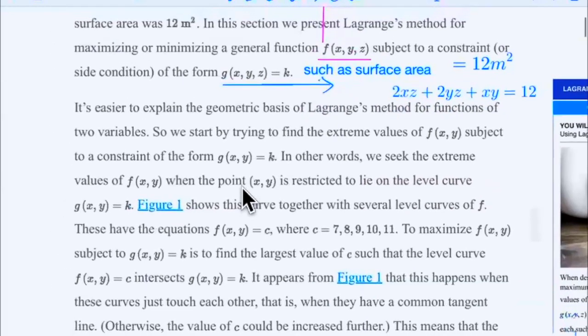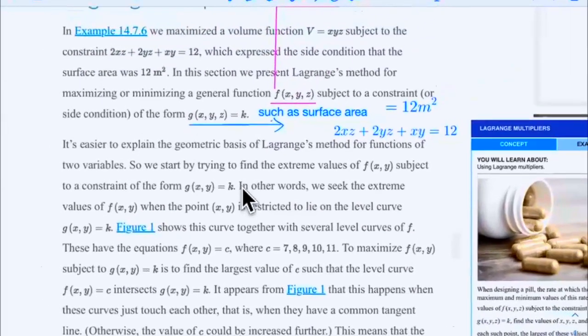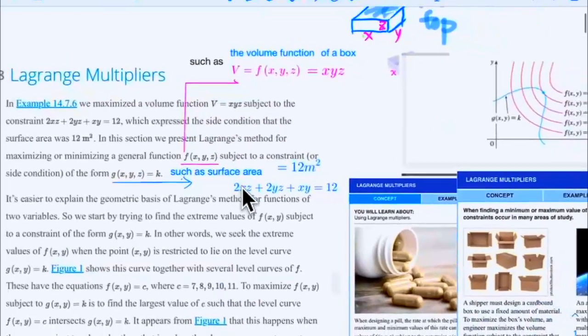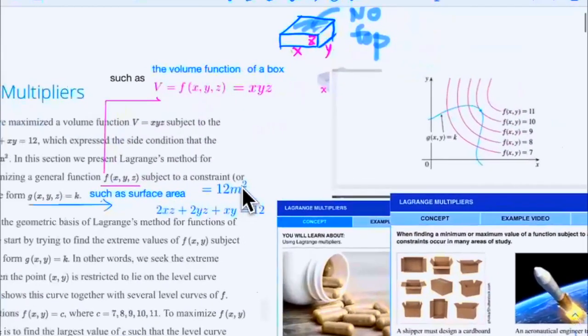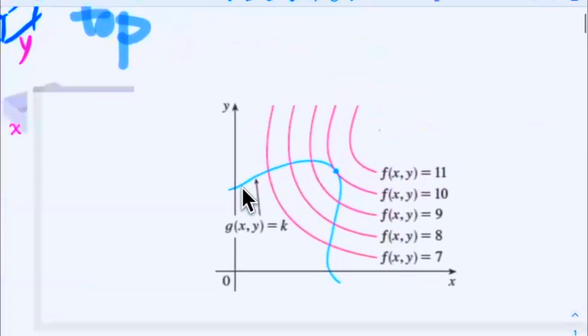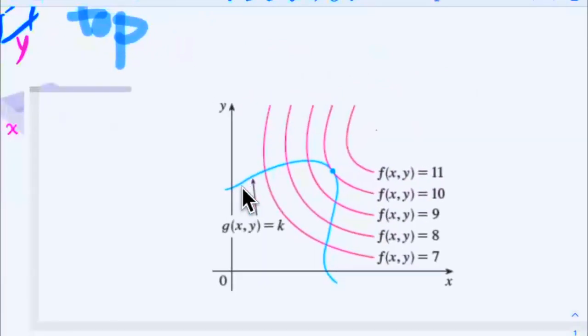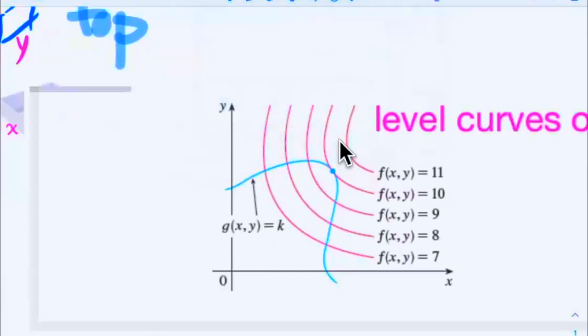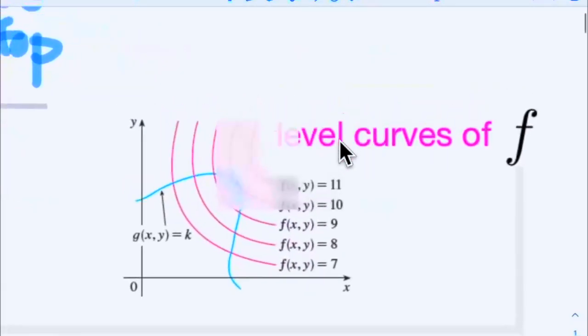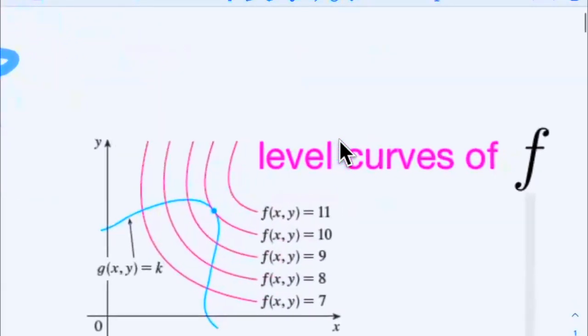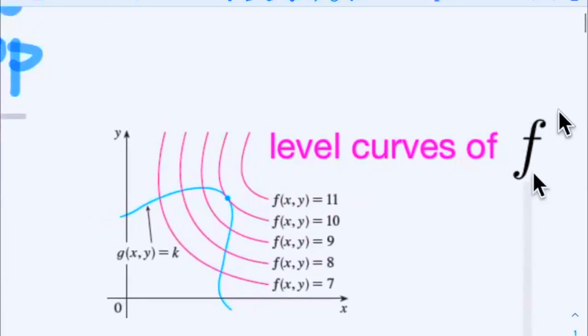And now let's look at a picture over here. So what do we see over here? On this side, you see this picture. This is going to be the pink one. Those pink curves over there are the level curves. Okay? Those are the level curves of the function f, the function we're trying to find the extreme value of.